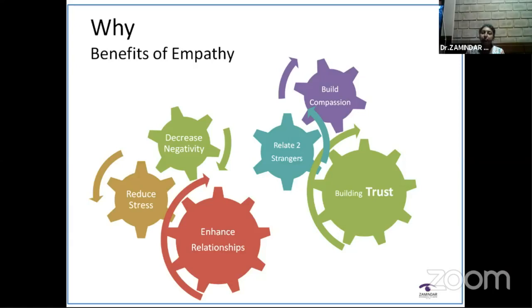From the physician's point of view, it decreases negativity, that is all the negative spiraling. By practicing empathy, any anger or frustration can be negated, which reduces stress in the work environment, making it more conducive and more pleasant. It enhances relationships not only between patients and the physician, but also between the doctor and his colleagues, or the doctor and his subordinates.